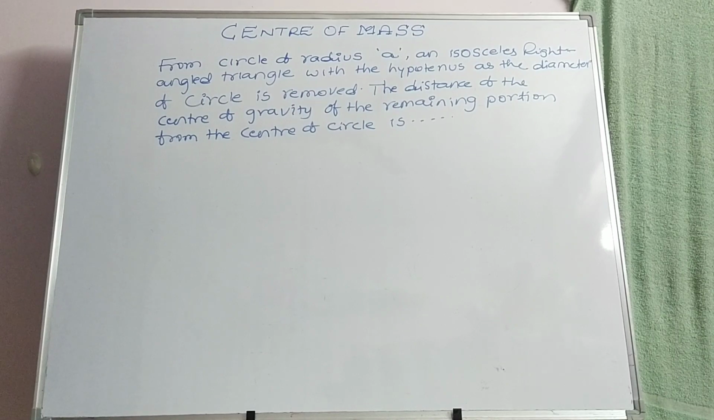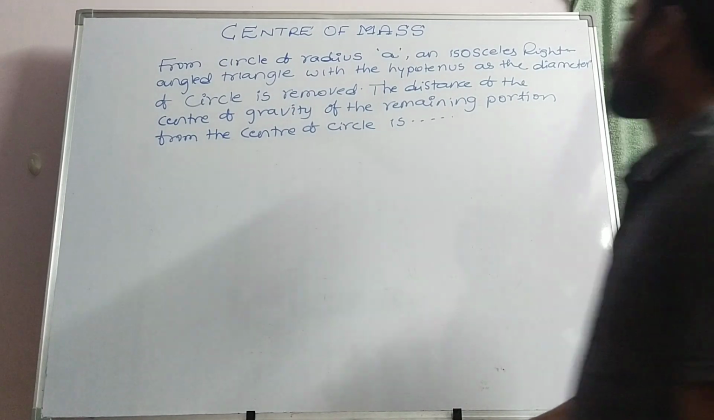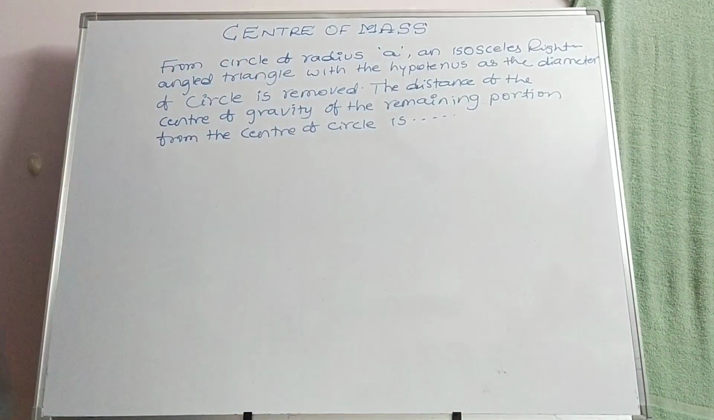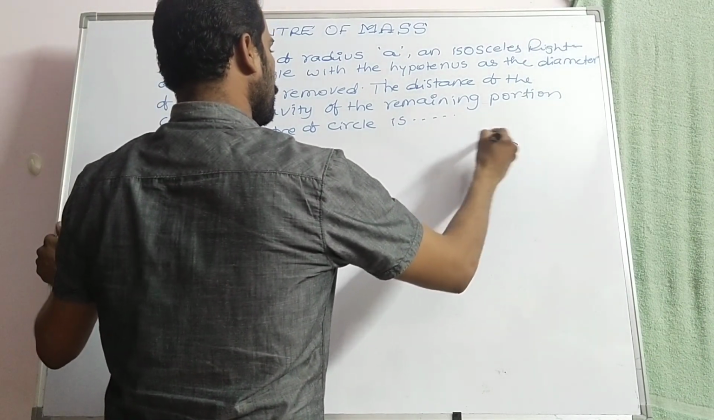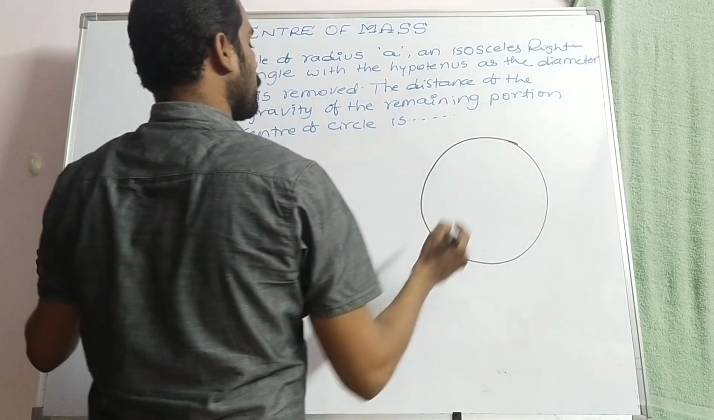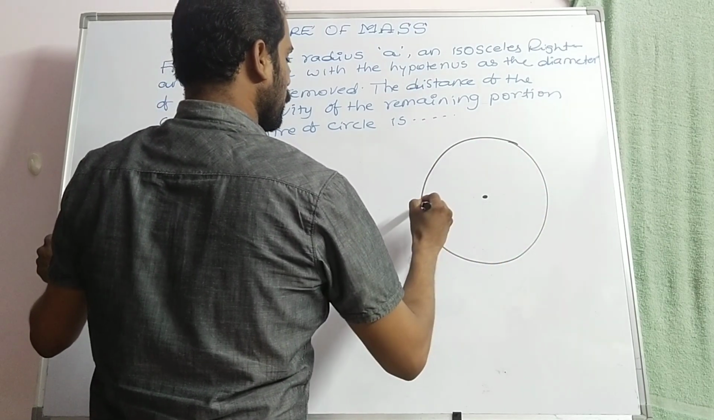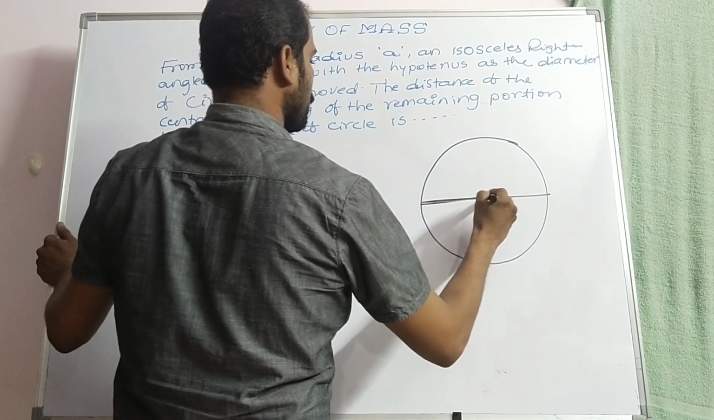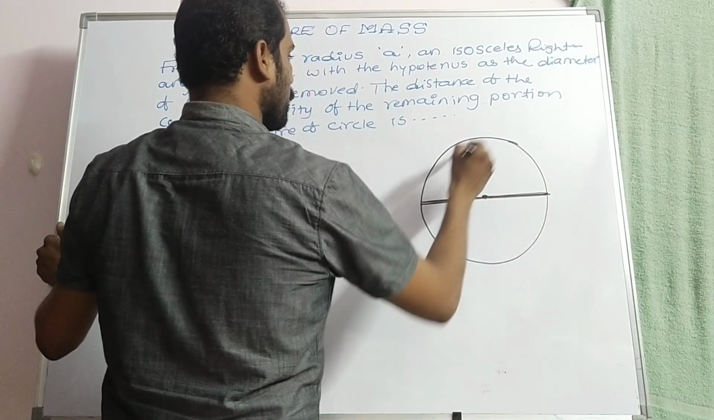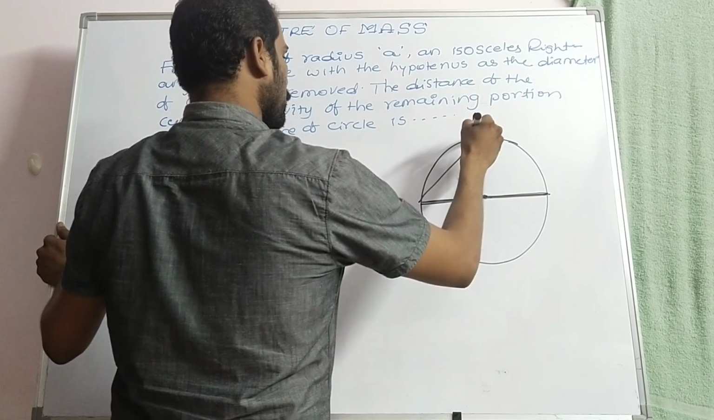From a circle of radius A, an isosceles right angle triangle with the hypotenuse as the diameter of the circle is removed. The distance of the center of gravity of the remaining portion from the center of the circle is? So let us consider an isosceles triangle is given there. That is the circle. The diameter of the circle is the hypotenuse of the isosceles triangle.